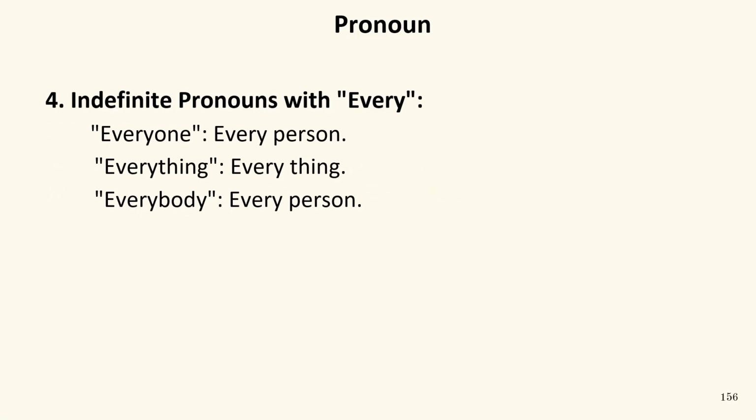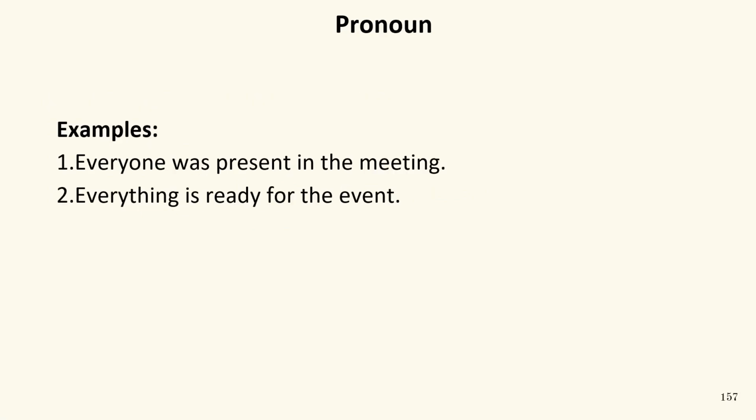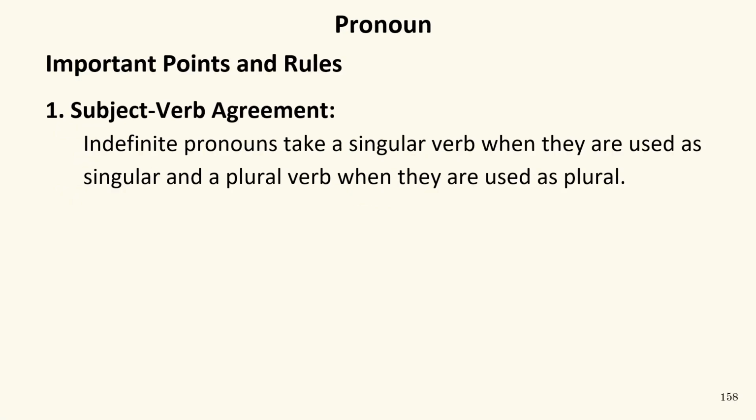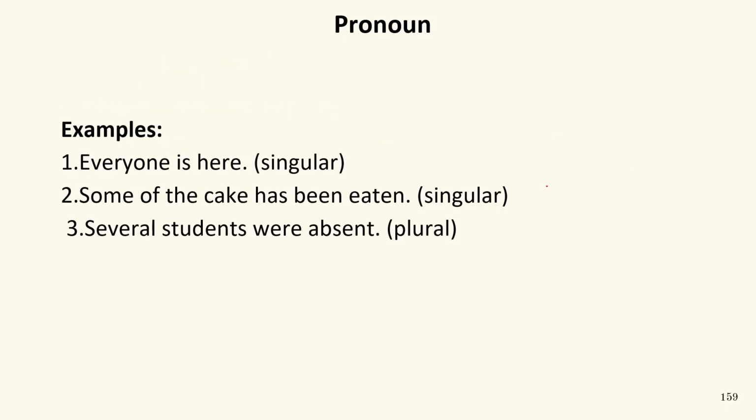Now, indefinite pronouns with every: everyone, every person, everything. Everyone was present in the meeting, everything is ready for the event. Indefinite pronouns take a singular verb when they are used as singular and plural verb when they are used as plural. Everyone is here. So with everyone, we are using is. Some of the cake has been eaten. Some of the cake means part of the cake, which is uncountable. Several students were absent. So here we are talking about several. How many? Exactly, we don't know. So several is used for plural.